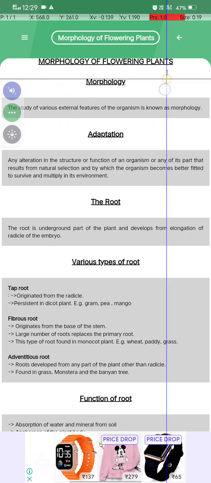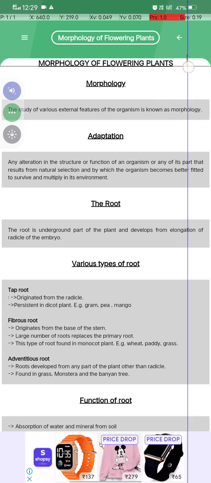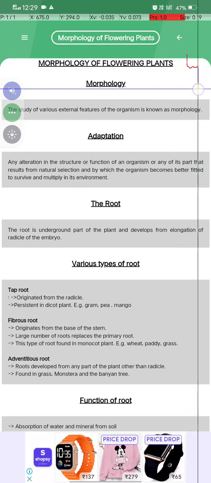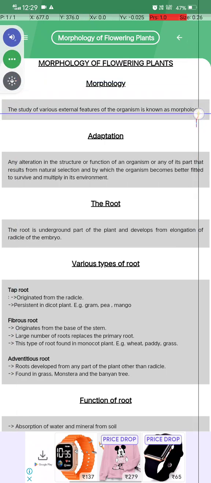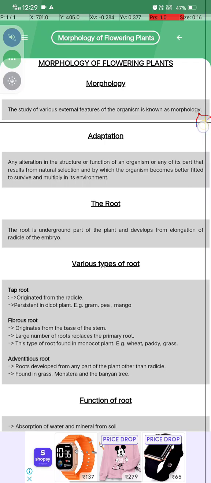Now today we are going to start. The chapter name is morphology of flowering plant. Okay, morphology क्या होता है? The study of external features of an organism is known as morphology.